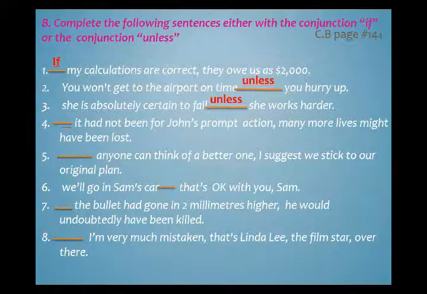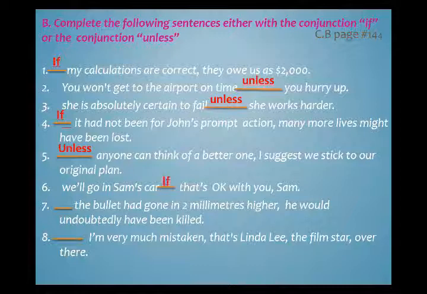Number four, we have here: if it had not been for John's action, many more lives might have been lost. It means that we have used if as a conjunction. Fifth one we have: unless anyone can think of a better one, I suggest we stick to our original plan. So we have used unless as a conjunction in the fifth blank.